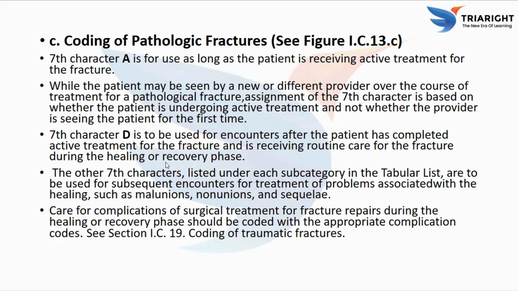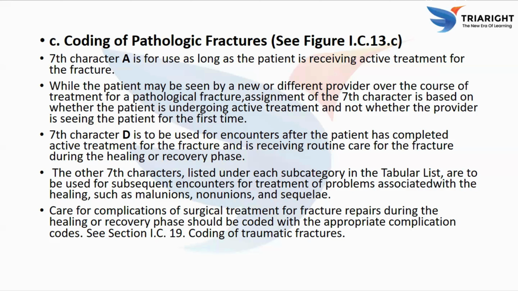Next is the seventh character D. D is the subsequent encounter, routine healing. You have to use D whenever the active treatment is complete, so the patient is now in the routine healing or recovery phase. What are examples of D phase visits? The follow-up checks, adjustment of cast or splint, routine healing assessment. So this is a normal follow-up stage, nothing unusual in the healing process.